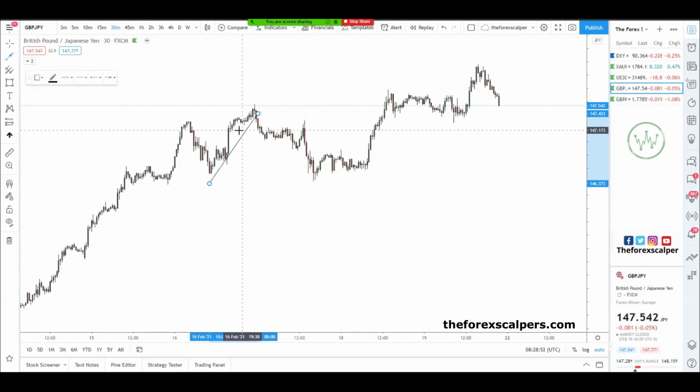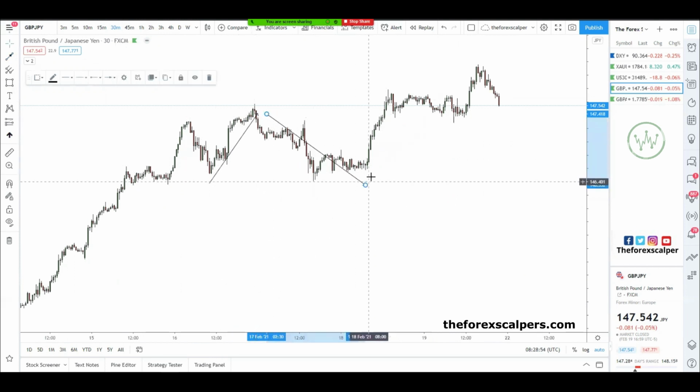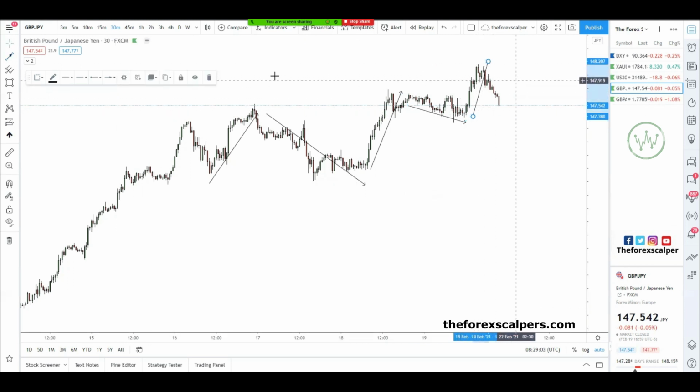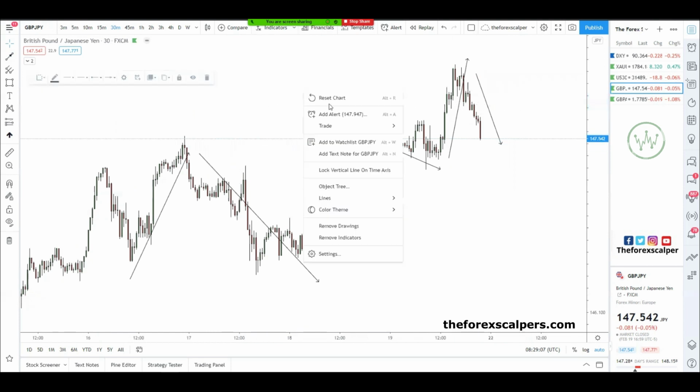So this was definitely bullish momentum, pullback, bearish momentum, push, pullback, push, pullback. Simply as that. Okay, simply as that.